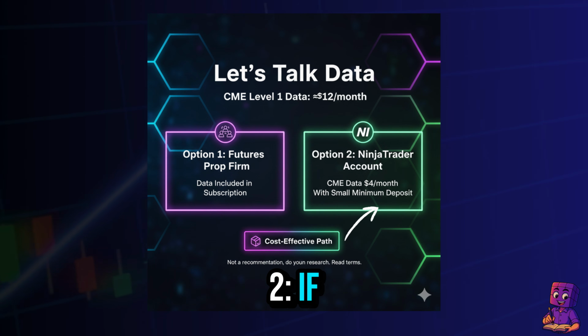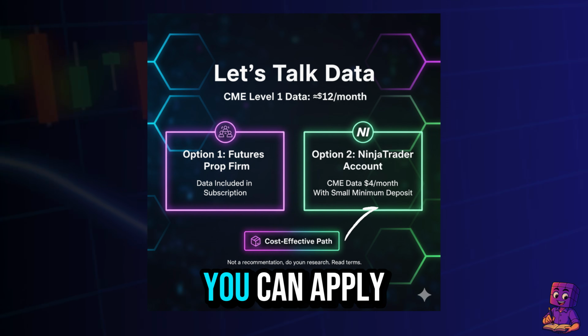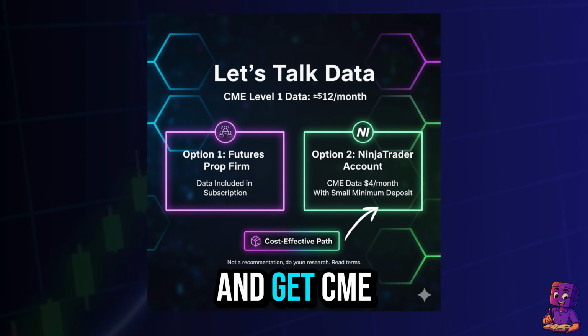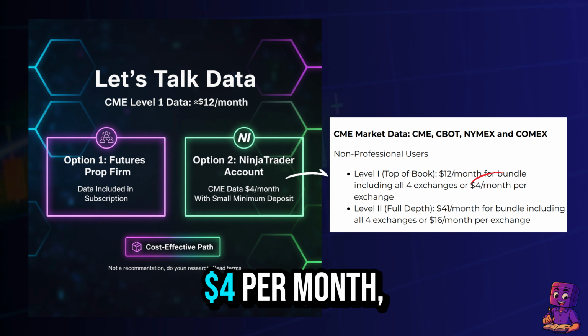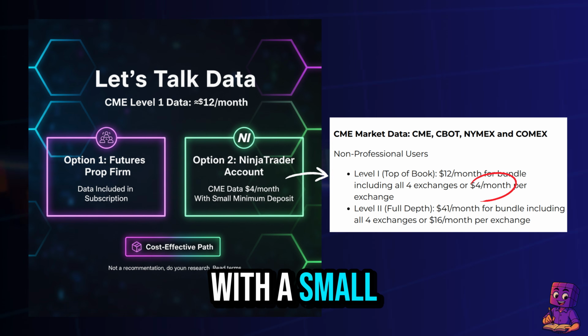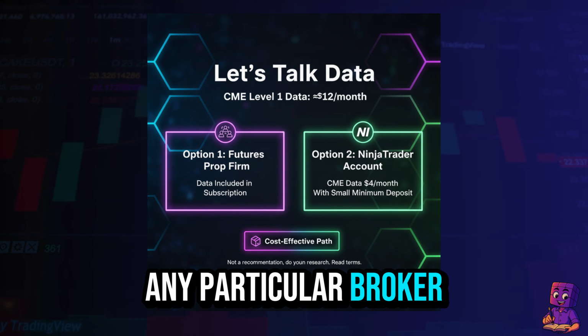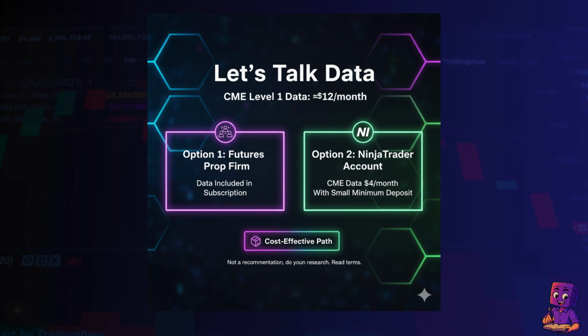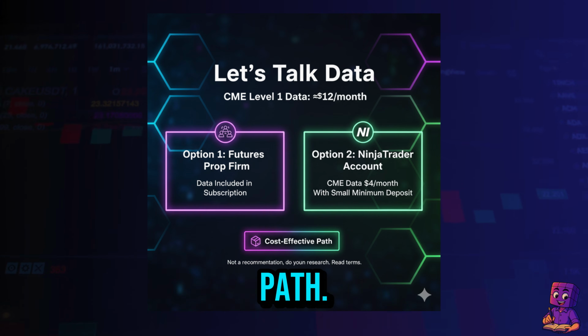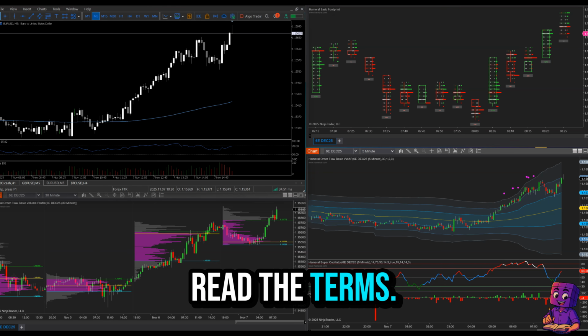2. If you use NinjaTrader platform, you can apply for a trading account and get CME data for about $4 per month, with a small minimum deposit. We're not recommending any particular broker. Do your own research, just showing you a cost-effective path. Be sure to read the terms.